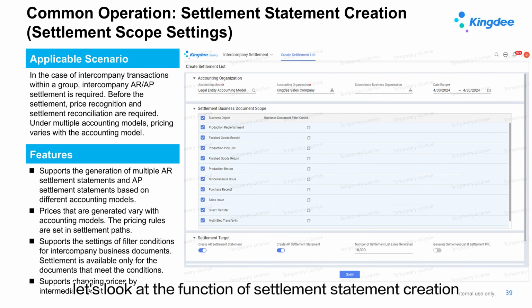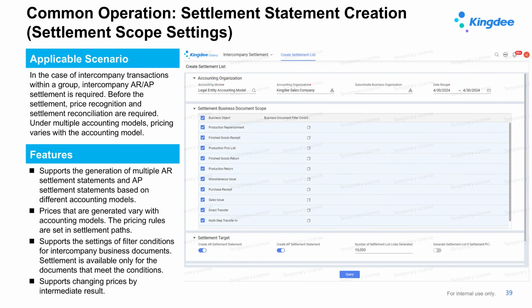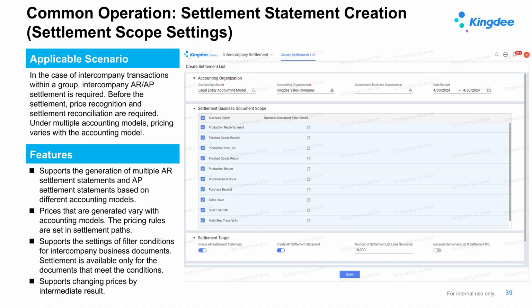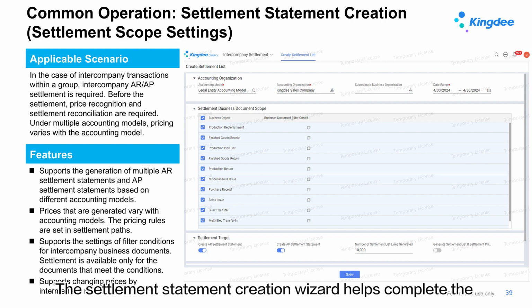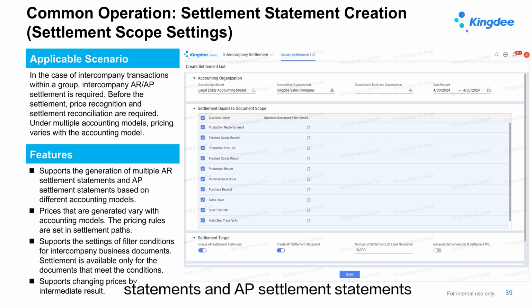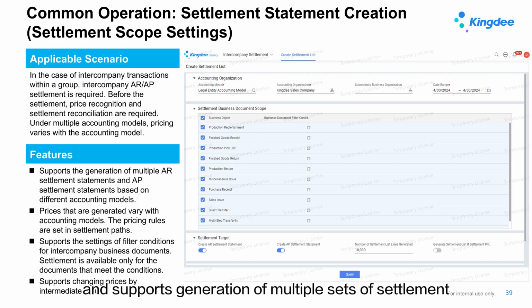Next, let's look at the function of settlement statement creation. Settlement statement creation is the core feature of intercompany settlement. When intercompany transaction occurs, the system needs to perform intercompany settlement. The settlement statement creation wizard helps complete the unified settlement of intercompany business documents, supports generation of corresponding AR settlement statements and AP settlement statements, and supports generation of multiple sets of settlement statements based on different accounting models.